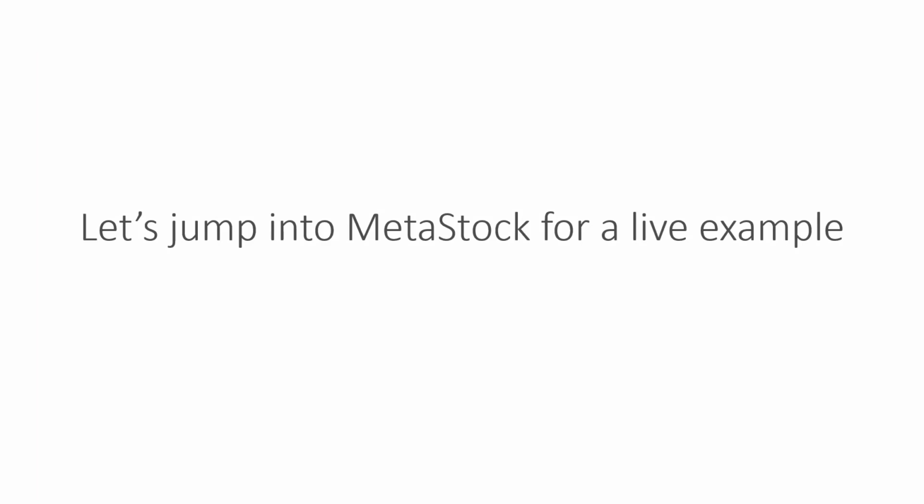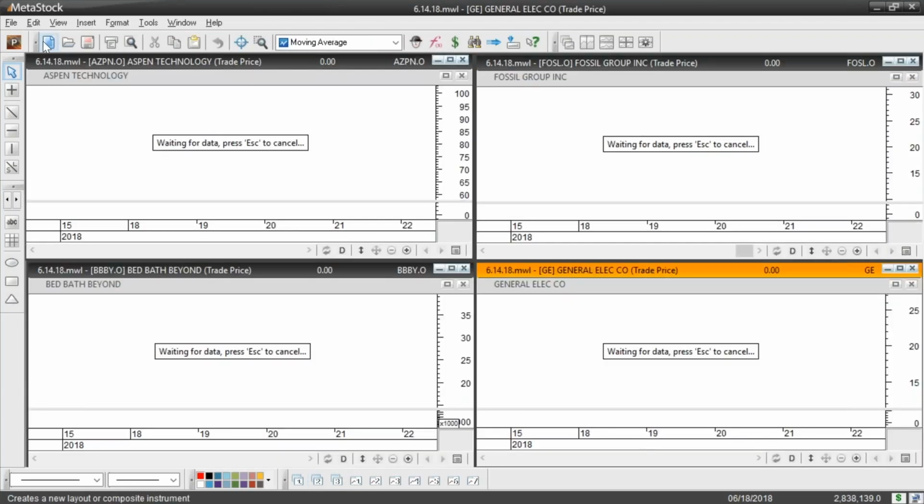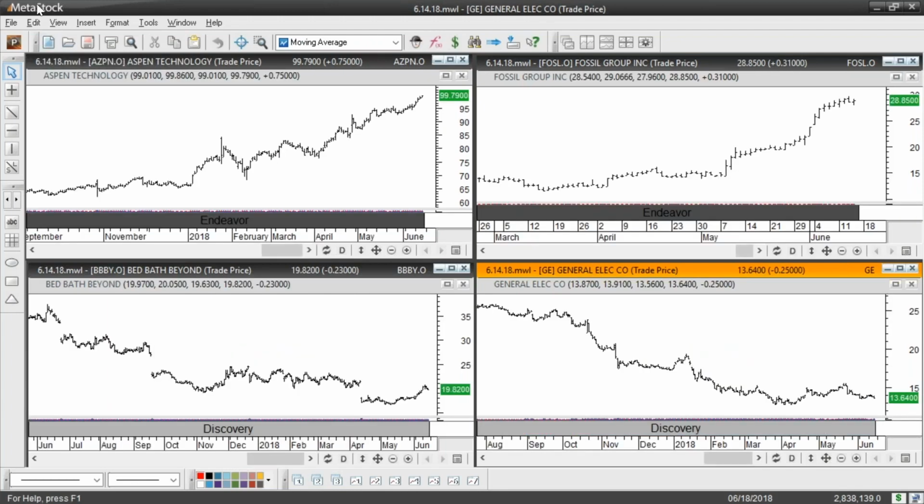Now, let's jump into Metastock and we're going to look at some live examples. I already have these set up here. Okay. So you'll notice that on the bottom of these charts, they all say either Endeavor or Discovery. This is what Metastock calls a ribbon, and it's going to be automatically applied to every chart that you bring up as soon as you apply the Endeavor and Discovery template, which I've already done. You know that because you can see the bottom of every chart says either Endeavor or Discovery.